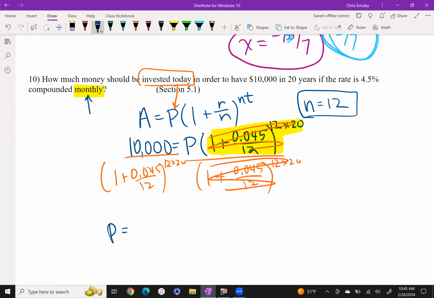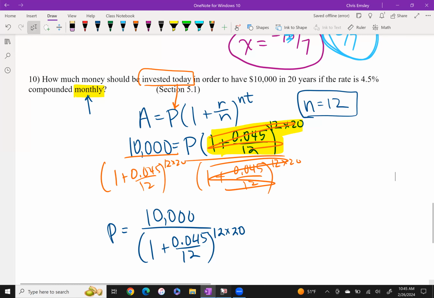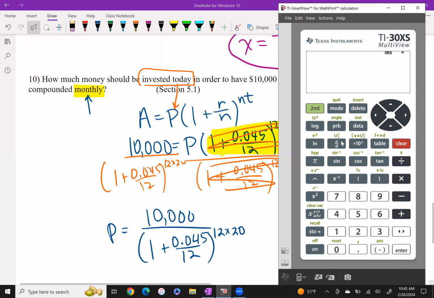And then this is something, especially if you have the multi-view, you can type right into your calculator as is. You can simplify it and do it step by step, but if you do that, you need to make sure you keep many decimal places until the end. You don't want to round anything until your final step. And if you do some intermediate calculations and you don't keep enough decimal places, your answer will be off by just a little bit. So I'm going to go ahead and just type it in exactly how I have it on my page.